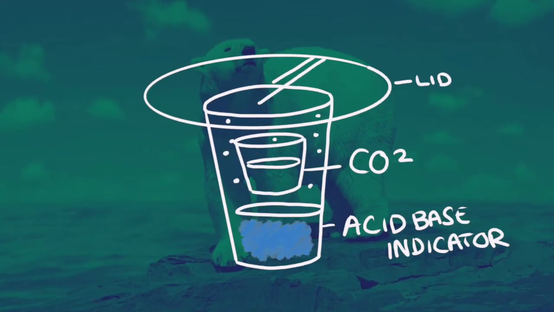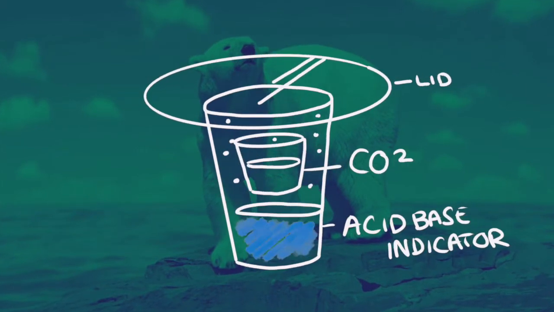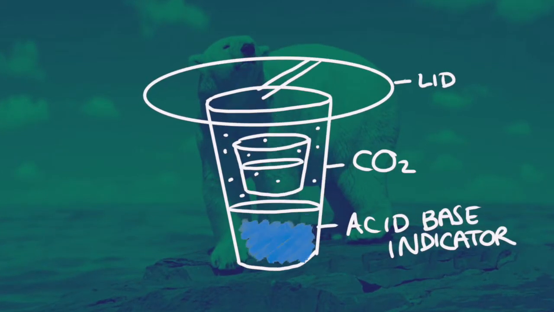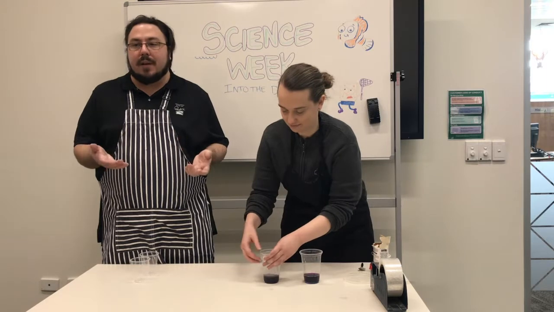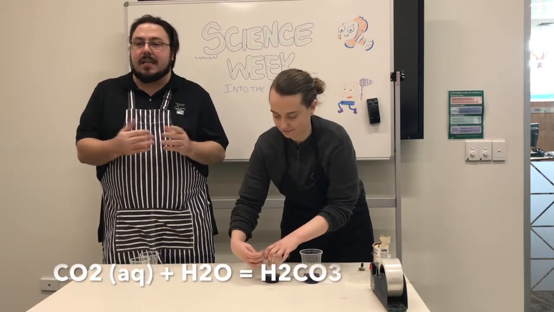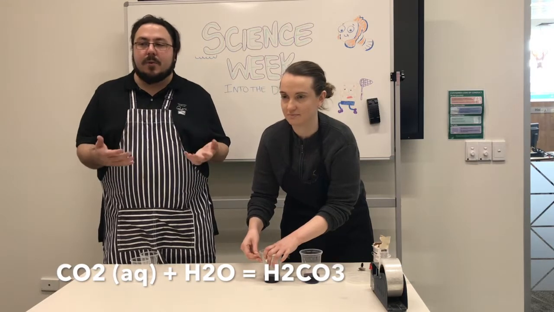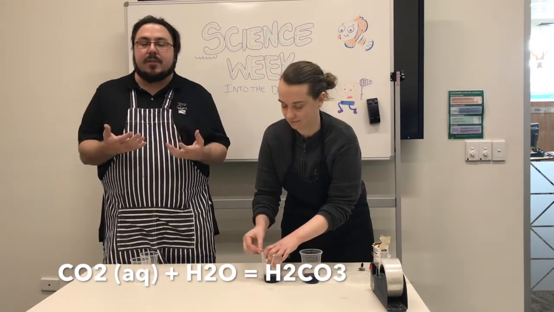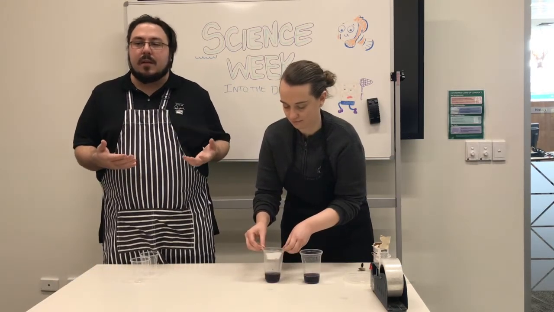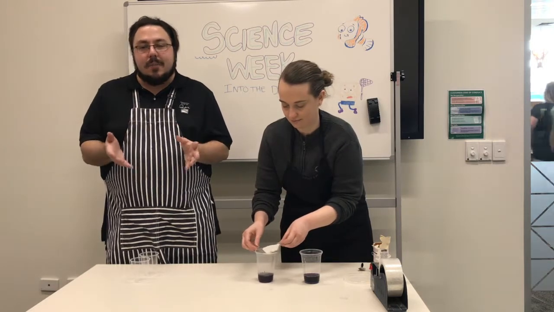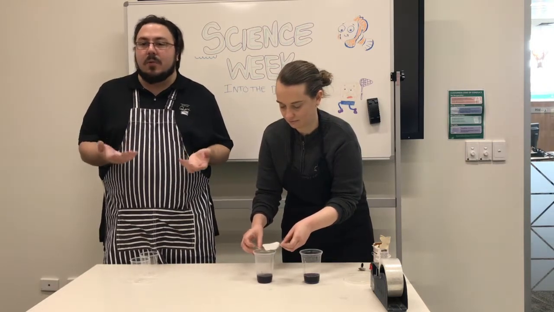So what's happened is the CO2 has been absorbed by the water and it results in carbonic acid, which is H2CO3. And the following chemical reaction takes place, which is CO2(aq) + H2O = H2CO3. Now, what is carbon dioxide and why does it do this to water?